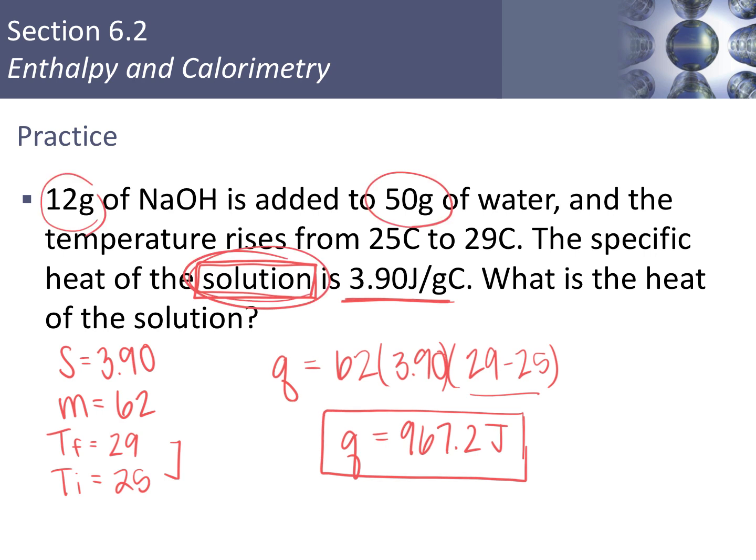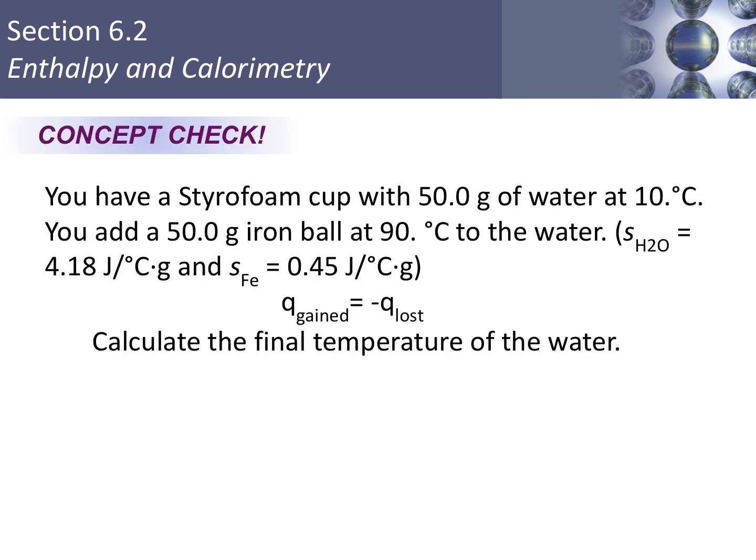So far, we've evaluated the heat in one component, right? A contained system. In our next problem, we're going to look at what happens when heat transfers from one item to another, okay? So this next question says you have a styrofoam cup with 50 grams of water at 10 degrees Celsius. I add a 50-gram iron ball that's heated to 90 degrees Celsius. So I'm putting something hot in the cup. We have the specific heat of water given and the specific heat of iron given. Calculate the final temperature of the water.